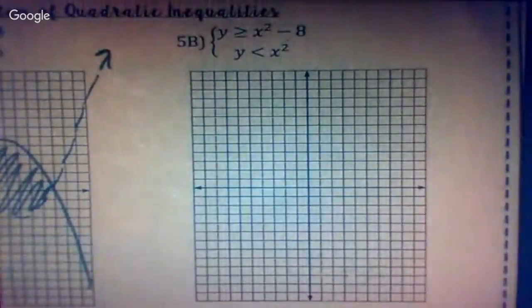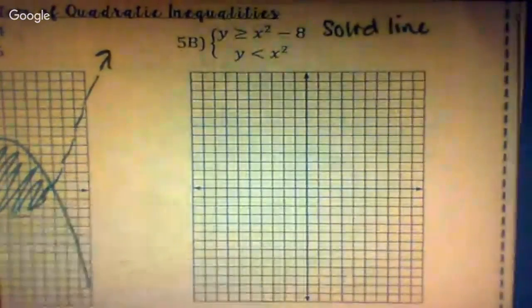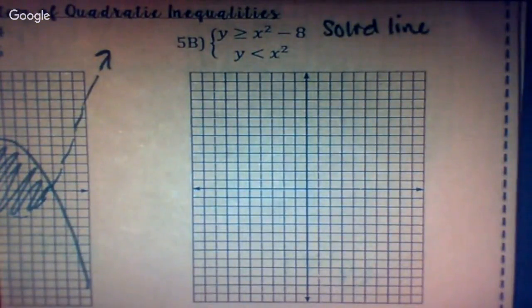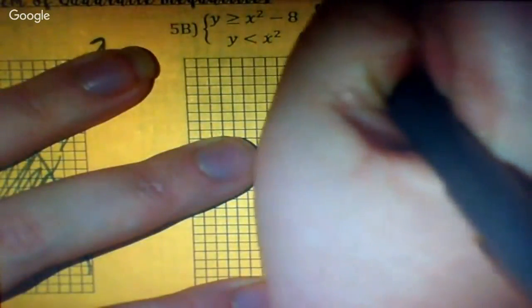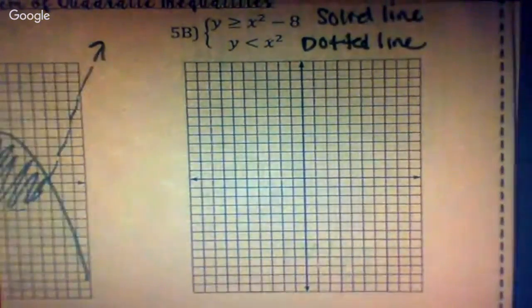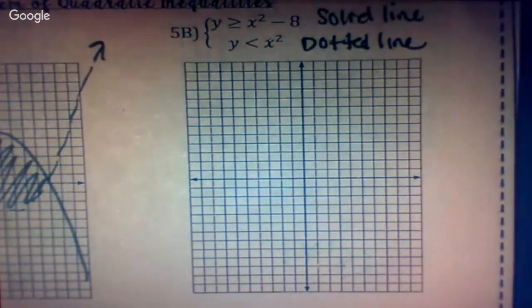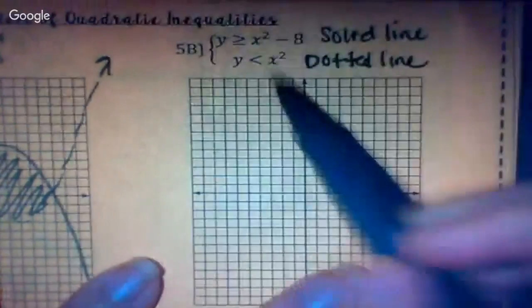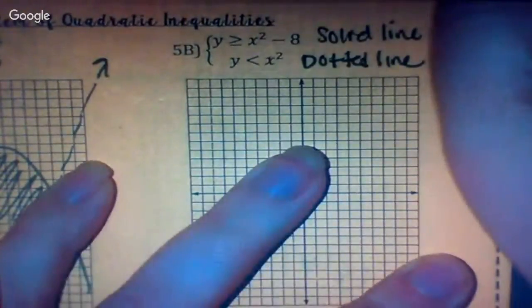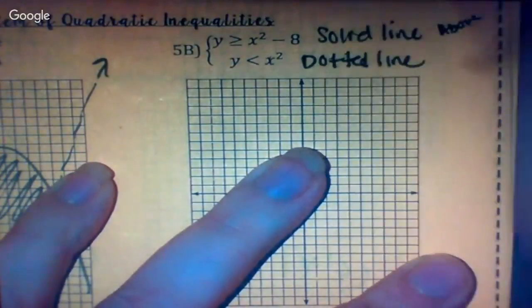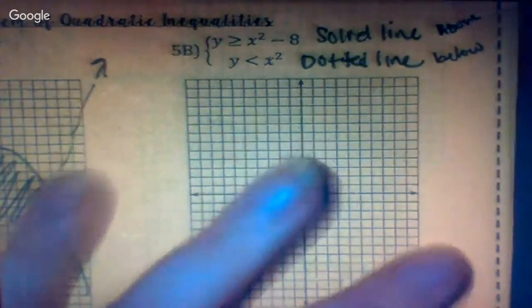Okay, let's talk about this one. The first graph: should that have a solid or a dotted line for that first equation? This should be a solid line. Your second equation, y is less than x squared, that should be a dotted line. Put this in your calculator. The first one, do I shade above or below? This first one, above, and the second one we shade below. So let's plug this in and see what it looks like.